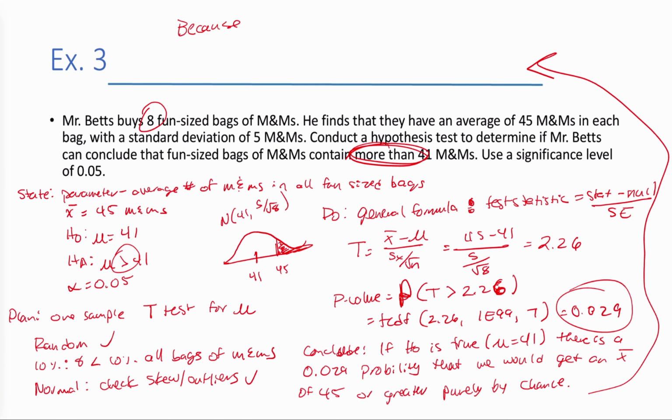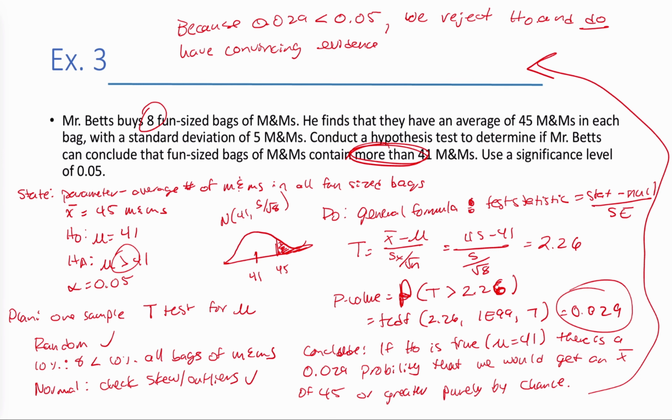Because 0.029 is less than our alpha of 0.05, we reject the null hypothesis and do have convincing evidence that the mean number of M&Ms in all fun-sized bags is greater than 41. There we go.